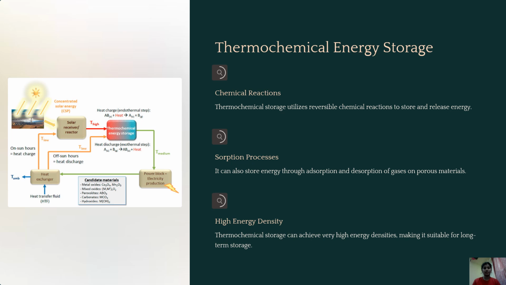Next is high energy density. Thermochemical storage can achieve a very high energy density, making it a strong form of thermal energy storage. In this, as you can see in the figure, there is a proper cycle taking place with the concentrated solar energy and then the thermochemical storage system. So a proper cycle is being performed for thermochemical energy storage with proper reactions, and you can see what energy is being received at what time and how it is being utilized.